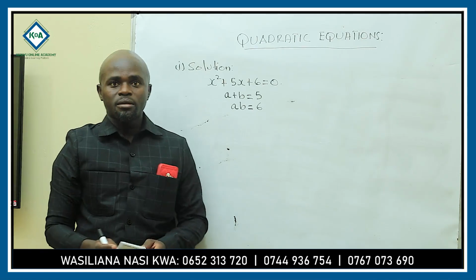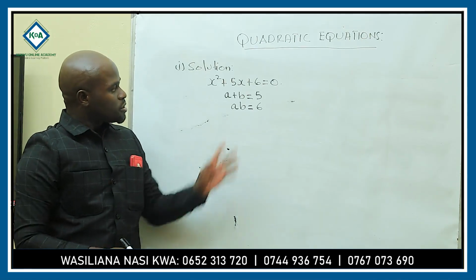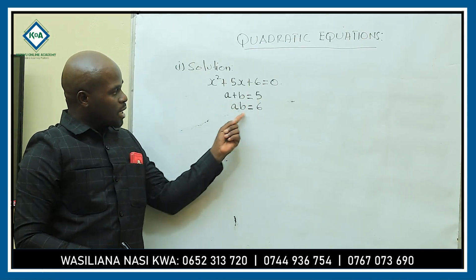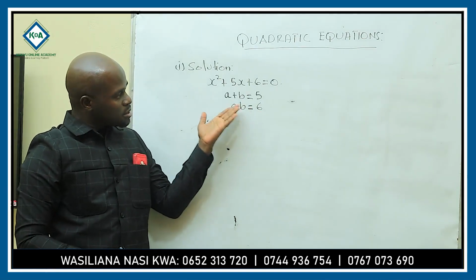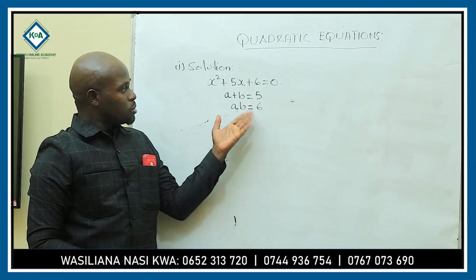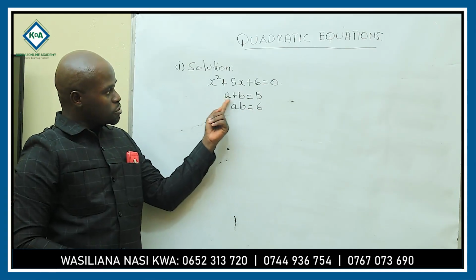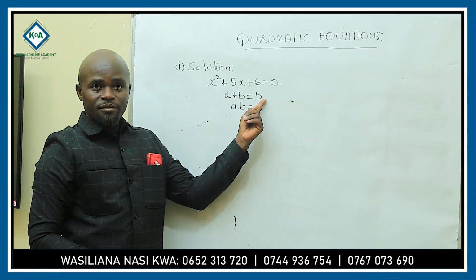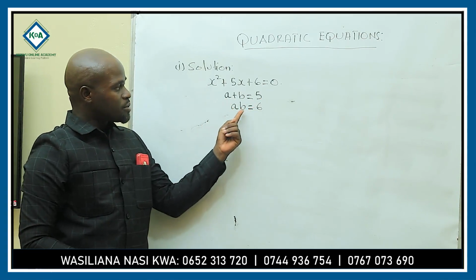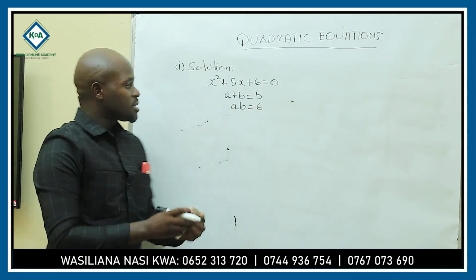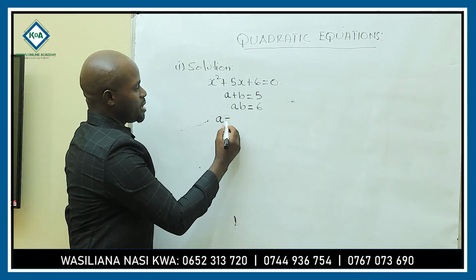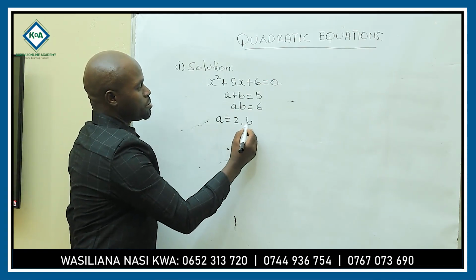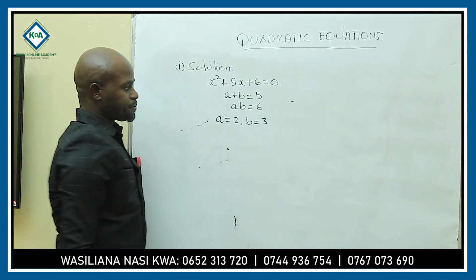Can you try to think out numbers which you add, you get 5, and you multiply the same numbers, you get 6? Maybe 2 and 3. Yes, 2 and 3. If you take 2 plus 3, the answer is 5. And if you take 2 times 3, the answer is 6. So our numbers are 2 and 3. Maybe a is 2 and b is 3.